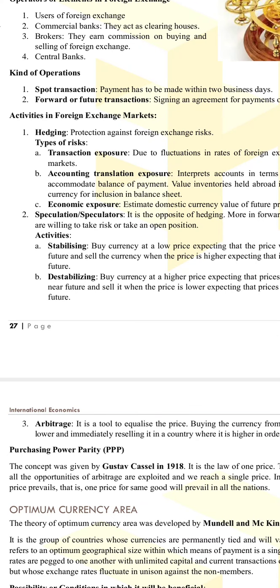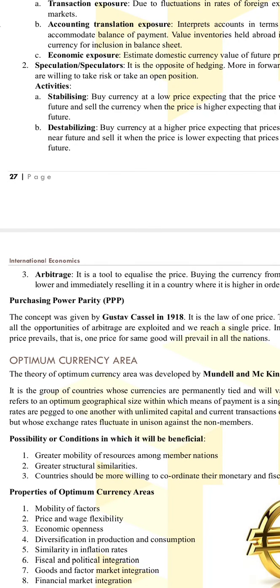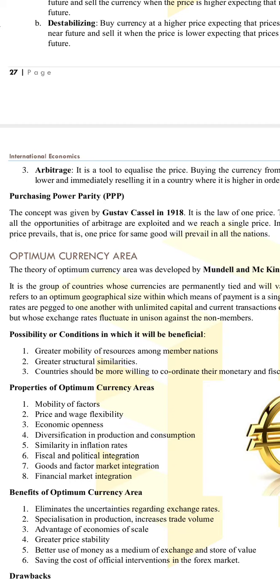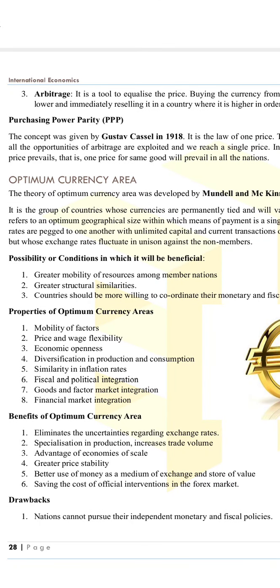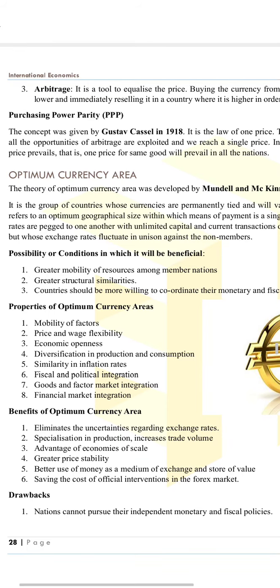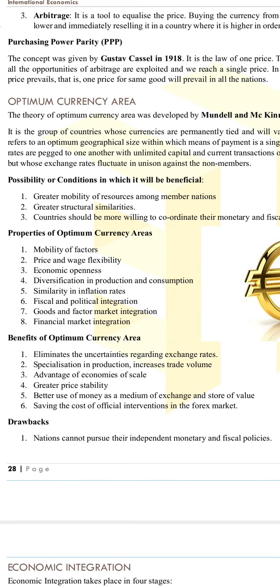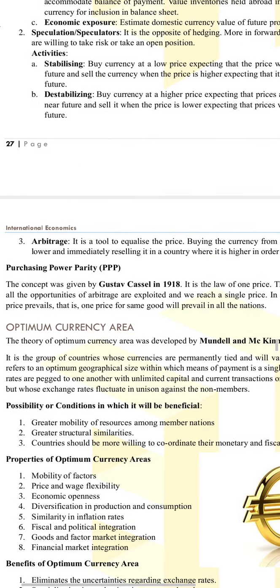Speculation or speculators, their activities, that is stabilizing, destabilizing and arbitrage. Then purchasing power parity, the theory of purchasing power parity, that will help to understand the foreign exchange market. Optimum currency areas, the possibility or condition in which it will be beneficial, properties of optimum currency areas, benefits of optimum currency areas, and its drawback.